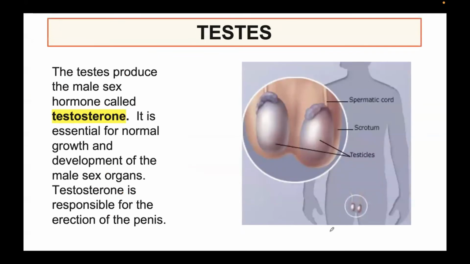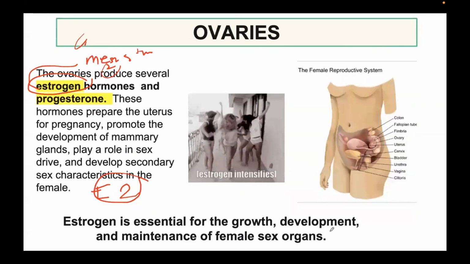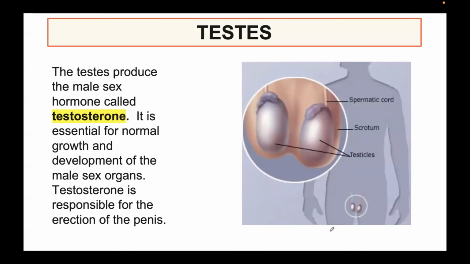So if we're done with the ovaries, papunta naman na tayo sa ating testes. Sa male naman na yung pag-uusapan natin. So your testes produce the male sex hormone called testosterone. So yung mga babae, wala talaga tayong testosterones, even small amounts, kasi wala naman po tayong testes. It is essential for normal growth and development of the male sex organs. Testosterone is responsible for the erection of the penis.